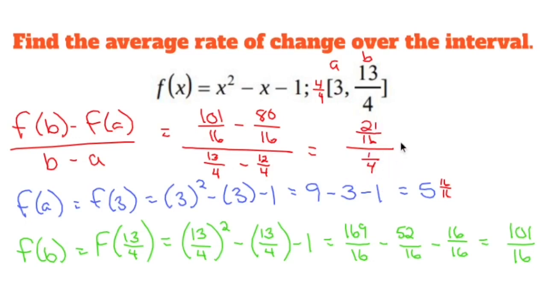A fraction divided by a fraction means multiply the top part by its reciprocal. So something divided by 1 fourth is the same thing as times 4 over 1. So these guys simplify to 21 over 4. That's my average rate of change. Not pretty, not pretty at all, but a lot of fun.